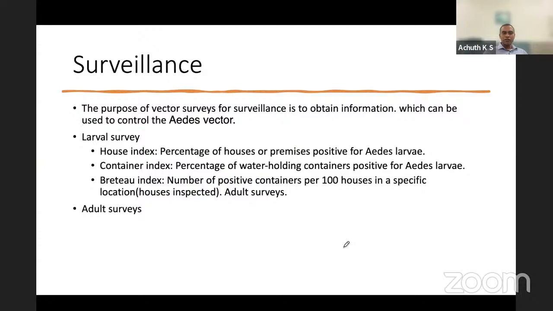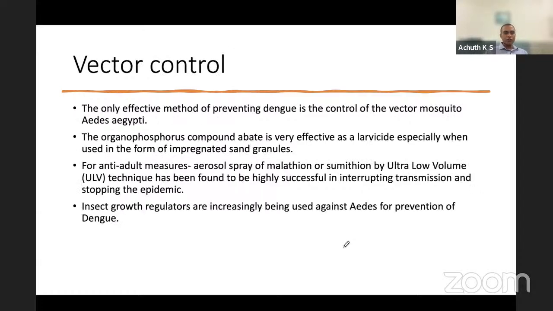Now, surveillance. The purpose of surveillance is to obtain information on how bad it is. We have the house index, container index, and Breteau index for larval survey, and we have adult surveys also. House index is the percentage of houses or premises positive for Aedes larvae. Container index is the percentage of water holding containers positive for Aedes larvae. Breteau index is the number of positive containers per 100 houses in a specific location. Vector control, I have already told you: adult control, larvicidal control, and preventing the laying of eggs.